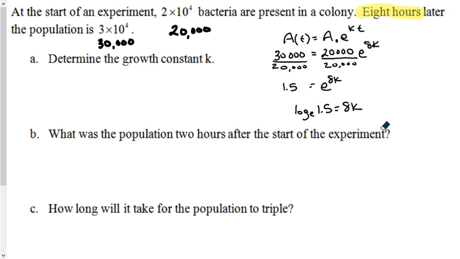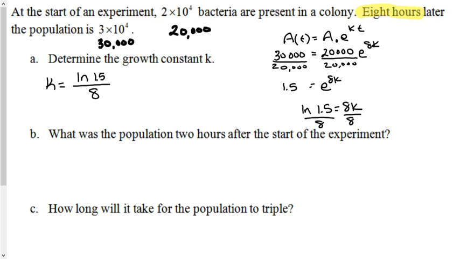Now this is good, but most people actually don't write it as log base e. By convention, we more often than not will just write it as natural log. So we have natural log 1.5 equals 8k. We'll divide both sides by 8, and now we have to actually solve for this. This is the exact answer, by the way. k equals natural log 1.5 divided by 8. Now let's go to our calculator, and we can get a decimal approximation for that.